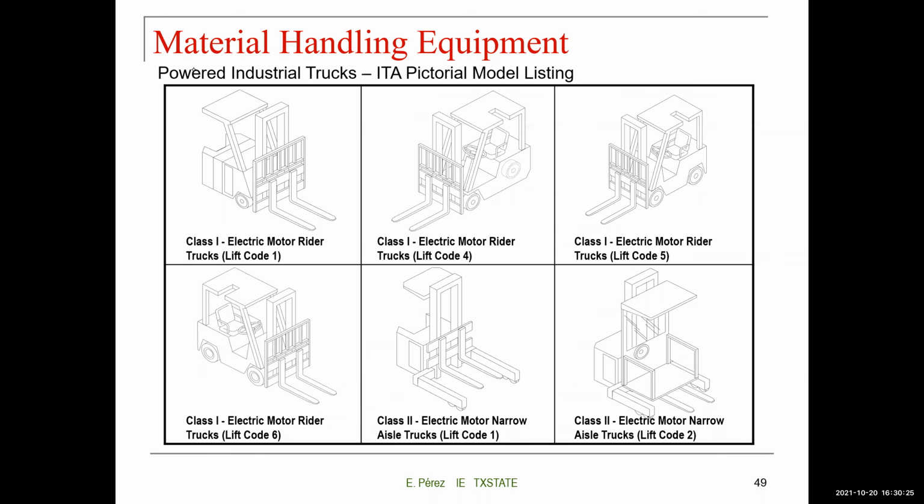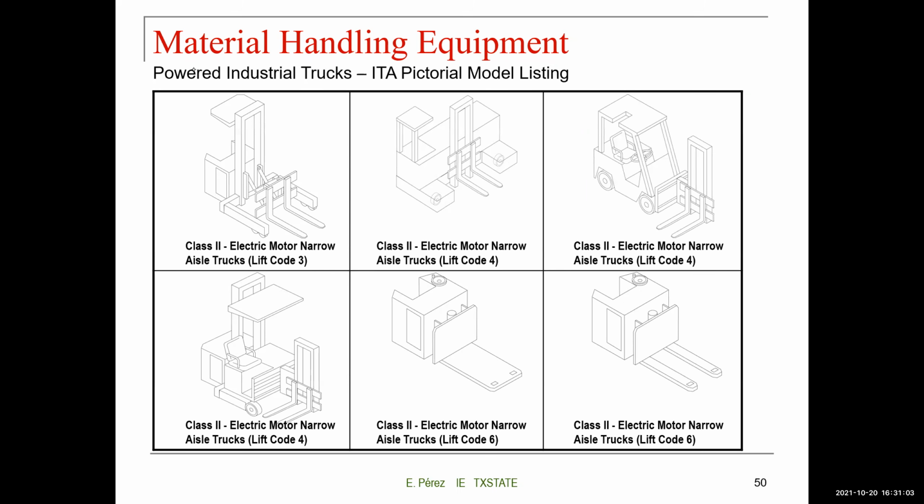So here's the ITA pictorial model listing, again, very detailed. So you can see class 1 electric motor rider trucks with lift code 4. You see the difference between 1 and 4, 4 and 5. So the size of the truck itself is different. Lift code 6, class 2, lift code 1, and so on.